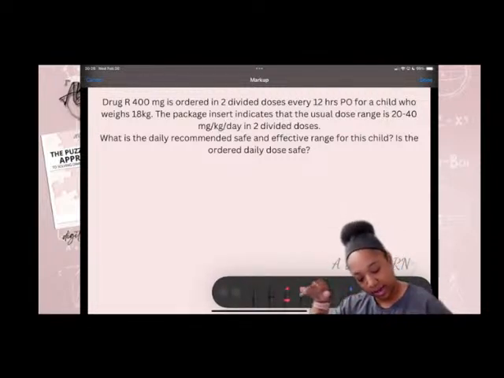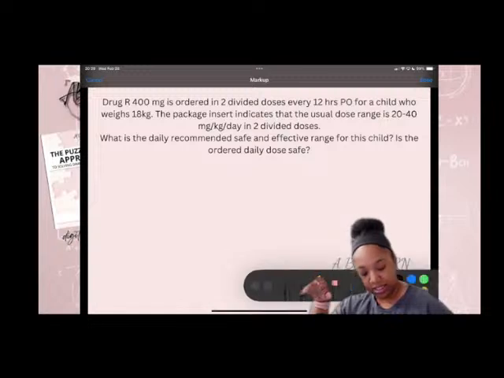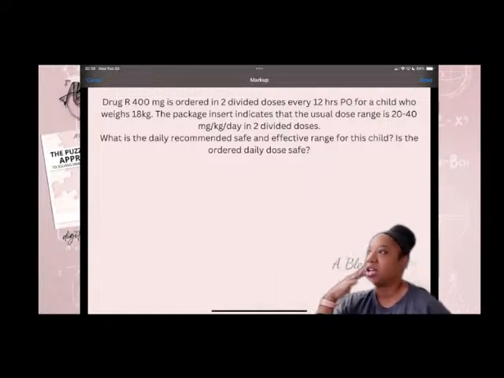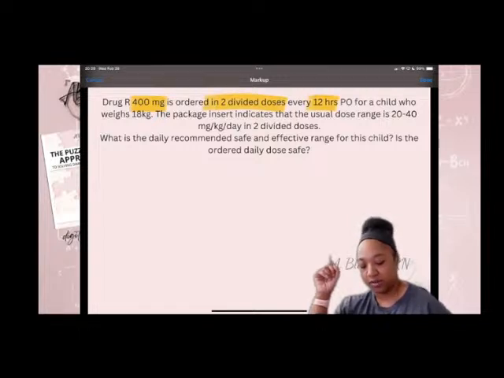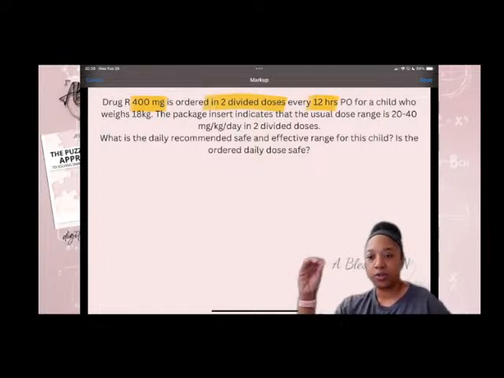All right, so this is what freaks a lot of people out, but that's okay. Let's break it down. Okay, y'all ready? Let's make it less intimidating, because that's what we do here. All right, so drug R 400 milligrams is ordered in two divided doses every 12 hours for a child. Okay, so it is ordered, and so this is the total amount. It's telling you that you divide it into two doses and you give one dose every 12 hours. So 400 milligrams is the total for the whole day.